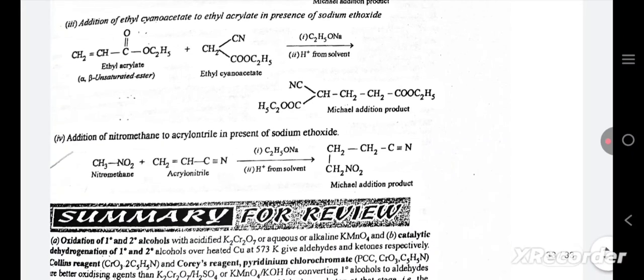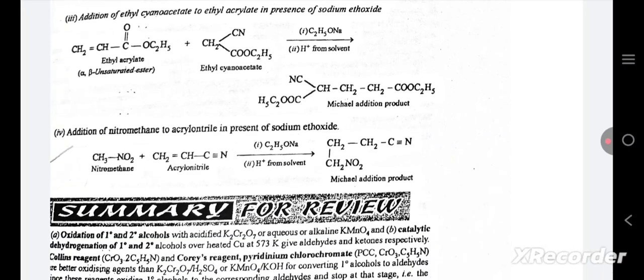Addition of acetoacetic ester carbanion to ethyl cinnamate. Addition of ethyl cyanoacetate to ethyl acrylate in presence of sodium ethoxide. Addition of nitromethane to acrylonitrile in presence of sodium ethoxide.